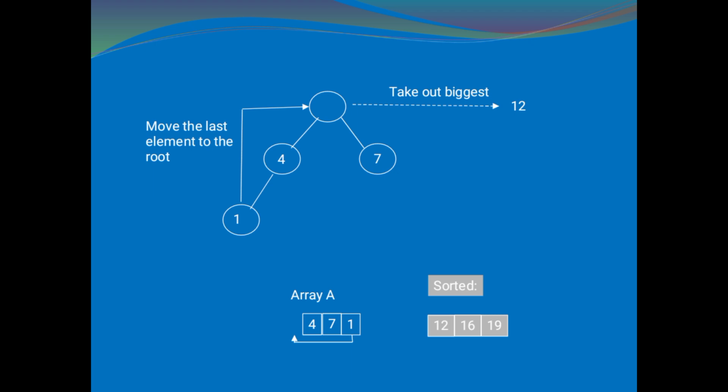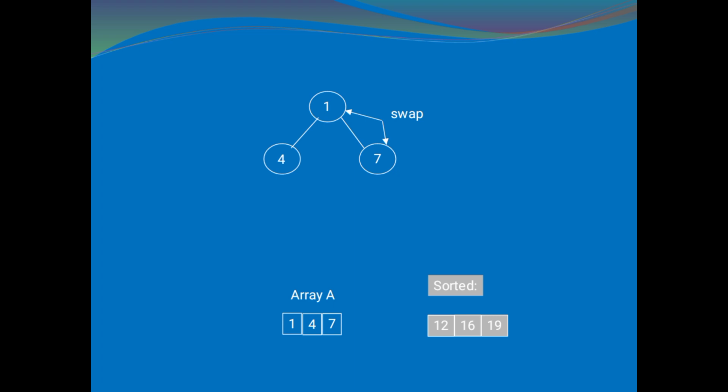Then after that, what do I have to do? Delete the last position element. What is my last position element now? 12. I will delete the last position element 12 and place it in the stack. Okay. After that, my tree looks like this, that is 1, 4 and 7. Now again I start the process, that is check for the max heap condition.